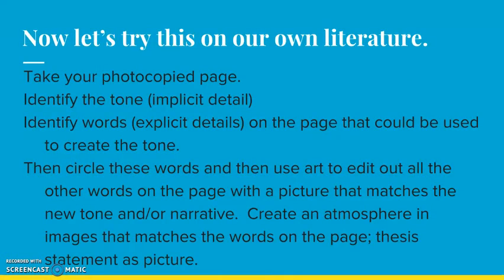So you guys are going to do this with your own literature. You are going to take your photocopied page that I made you last week. You are going to identify the tone of the piece. That is that implied, implicit detail. So you need to look for the explicit details on the page that help create that tone. You are going to circle these words, and then you are going to use art to edit out all the rest of the other words on the page with a picture that matches that tone and mood that is created through those words. You want to create an atmosphere, that mood in the image that matches the words on the page. Your thesis statement is going to be your picture. That is how you are going to show me the tone and mood, by those words and then the image.